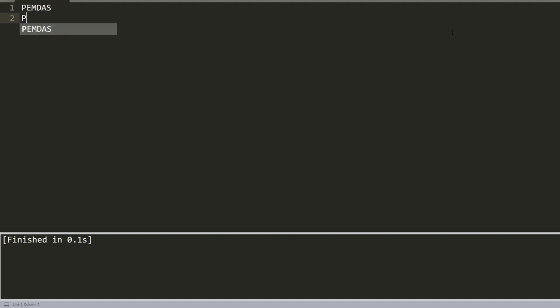So, PEMDAS. And every letter has its meaning. For example, P means parentheses, E means exponents, then multiplication and division, and then addition and subtraction. This is the simplest way, and the order of them goes from top to bottom.